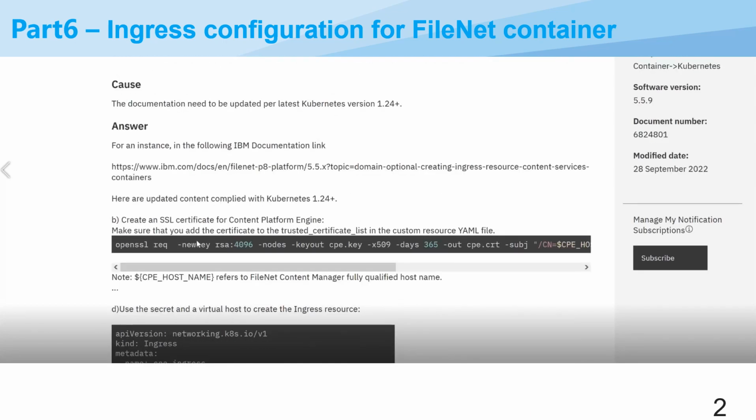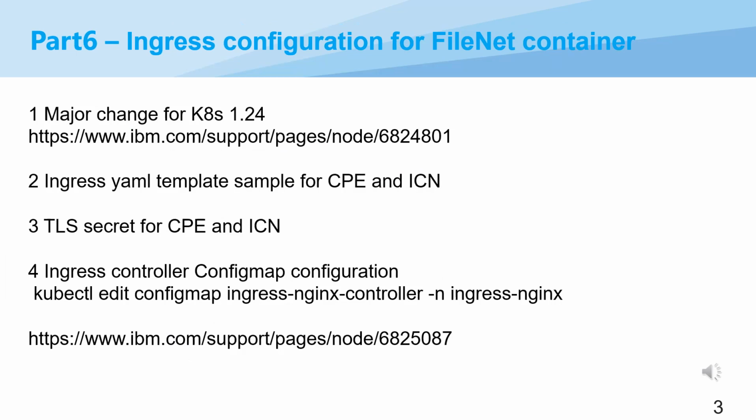And also the certificate I mentioned earlier, you also need to make that certificate compliant for Kubernetes 1.24. The Ingress YAML sample I already showed you, and also the TLS secret. For the TLS certificate, it's also changed. That certificate must comply with the latest Kubernetes version.